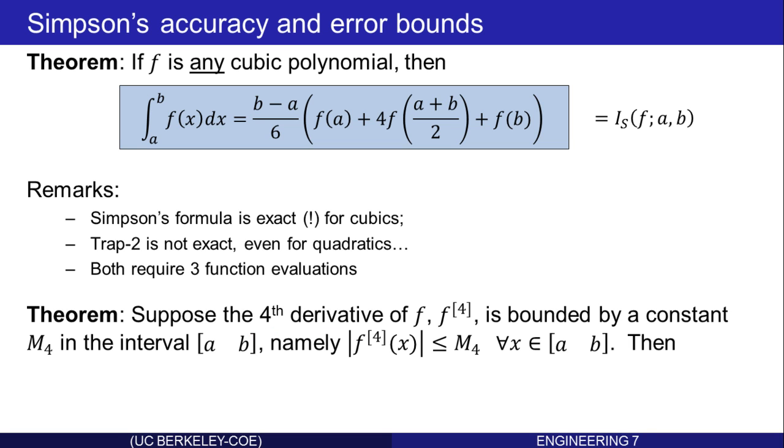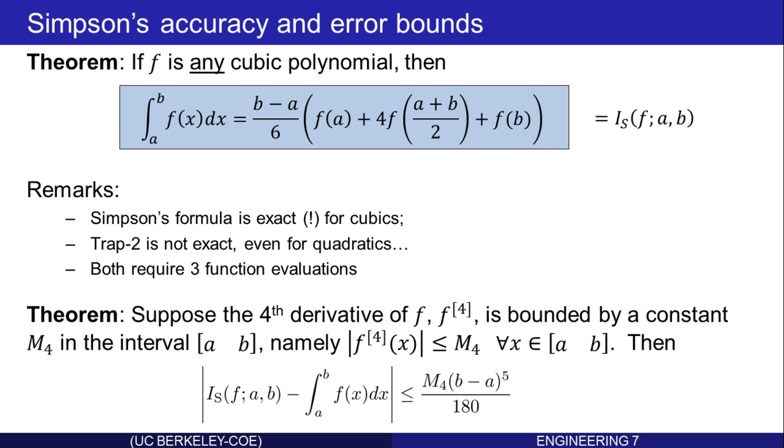Suppose that the fourth derivative of f, I'll mark that f4, is bounded by some constant m4 in the interval a to b. In other words, the absolute value of the fourth derivative of f is less than m4 for all x in the interval a to b. Then, the error between the Simpson approximation and the actual integral is bounded by m4 times b minus a to the fifth power over 180. Like the trapezoid error bound, this can be proven with calculus, but we won't bother doing that here. We'll use it, though, as we derive an error bound for a composite Simpson rule.